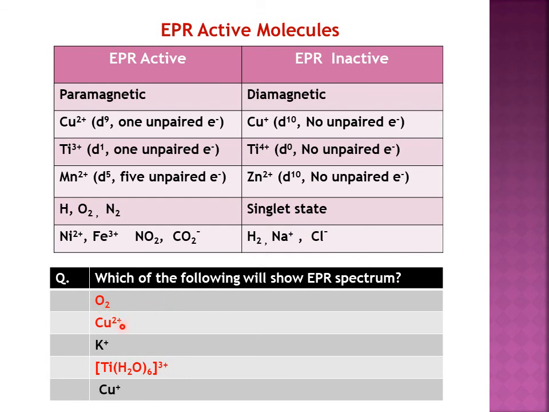Copper 2 plus, d9 case, it is ESR active, it will show EPR spectrum. Whereas K plus, potassium is 19, but for K plus, removal of one electron makes it 18, and it is ESR inactive. So K plus and Cl minus are isoelectronic. Then Ti(H2O)6 3 plus, Ti3 plus, d1 case, so it is ESR active and will show ESR spectrum. Then copper plus 1 is d10 case, so it is ESR inactive. So which of the following will show EPR spectrum? Three answers: oxygen, copper 2 plus and Ti3 plus.